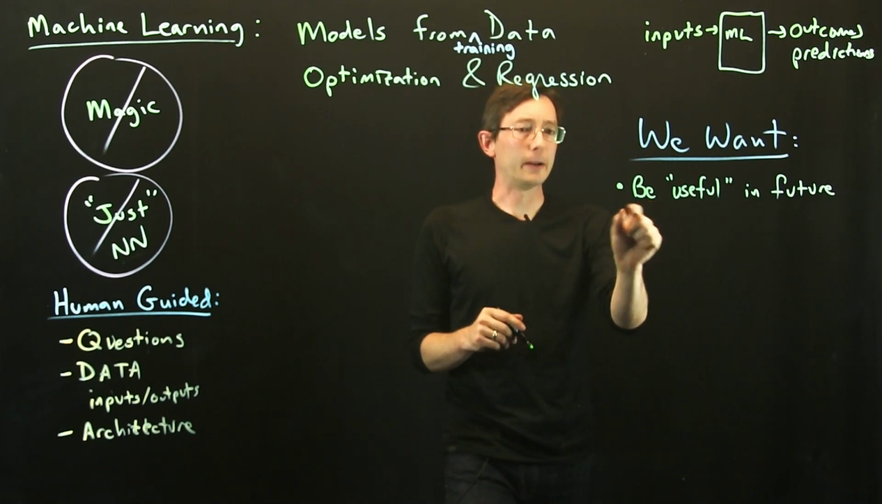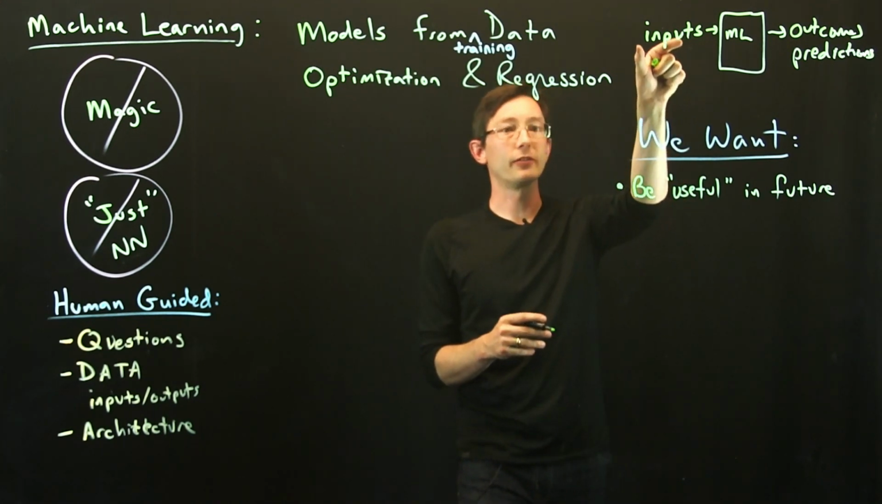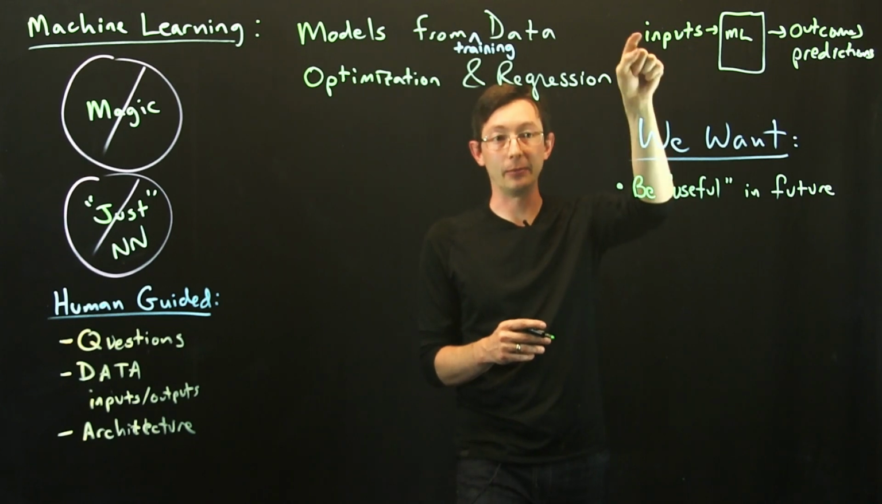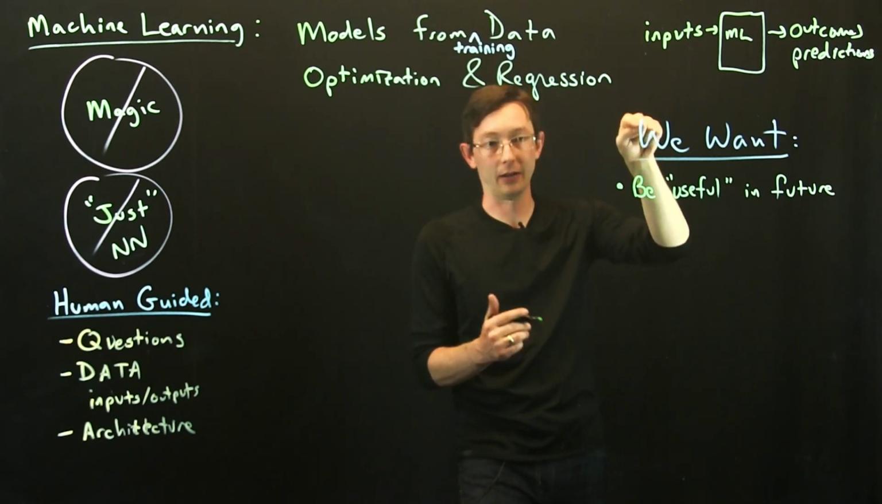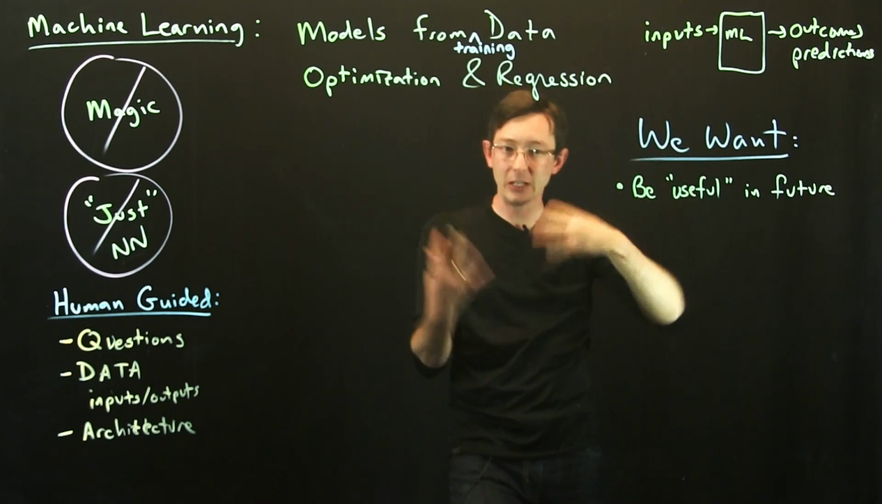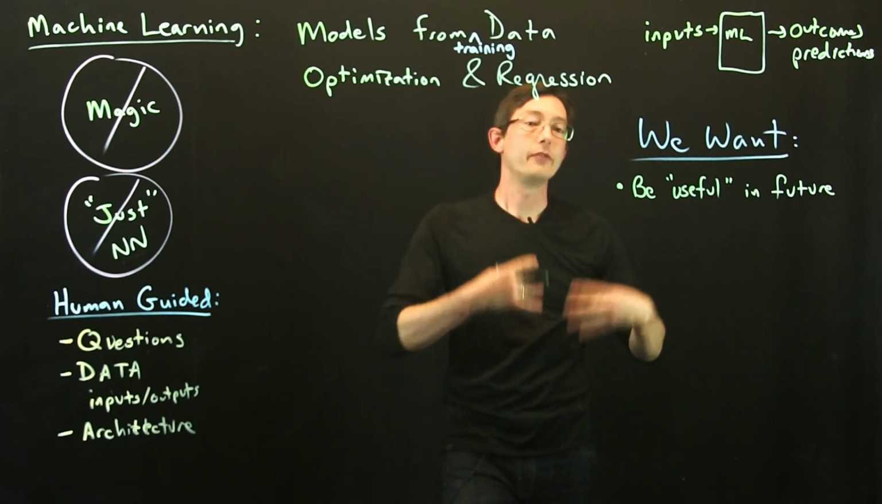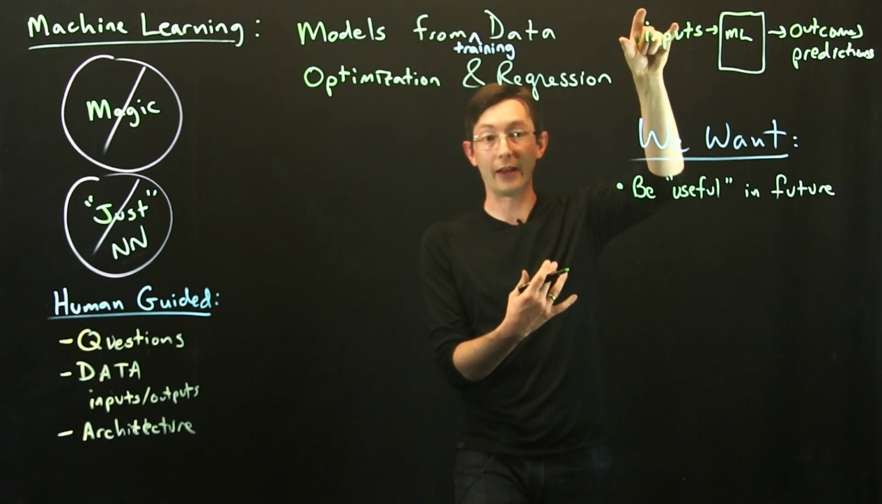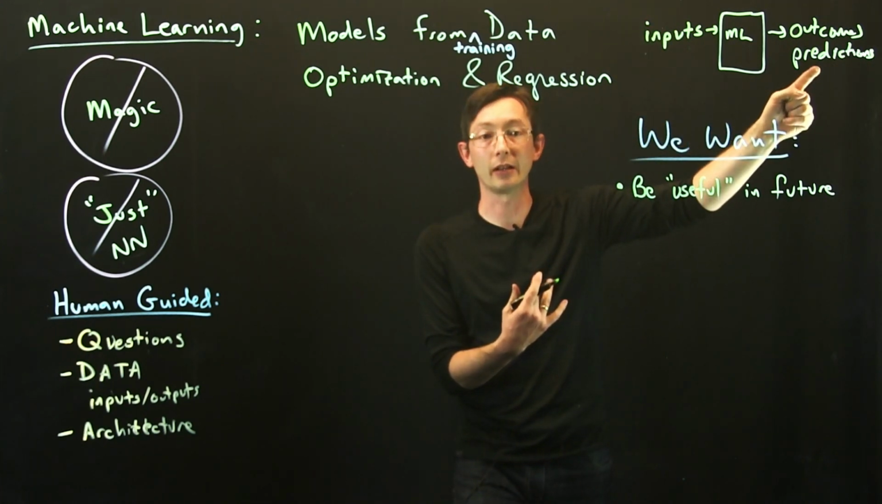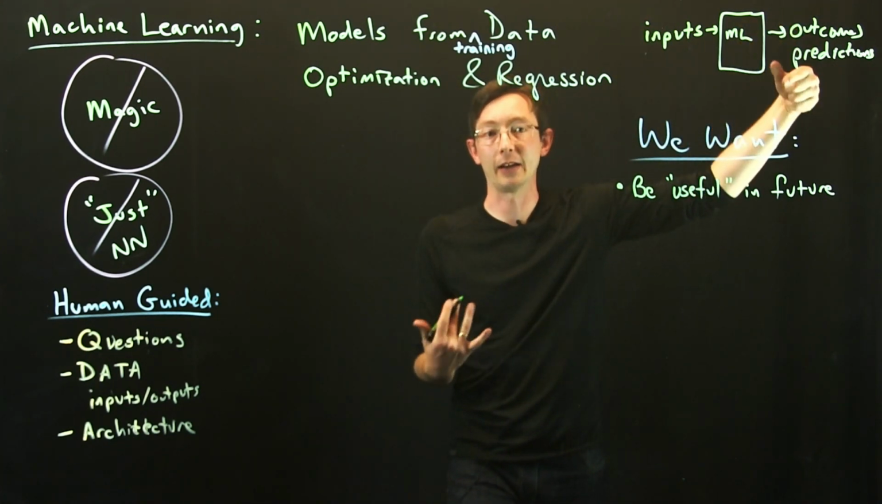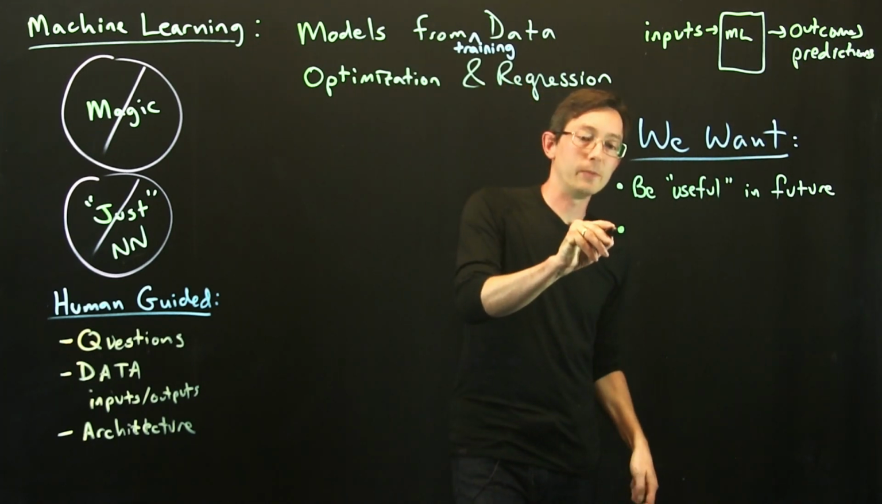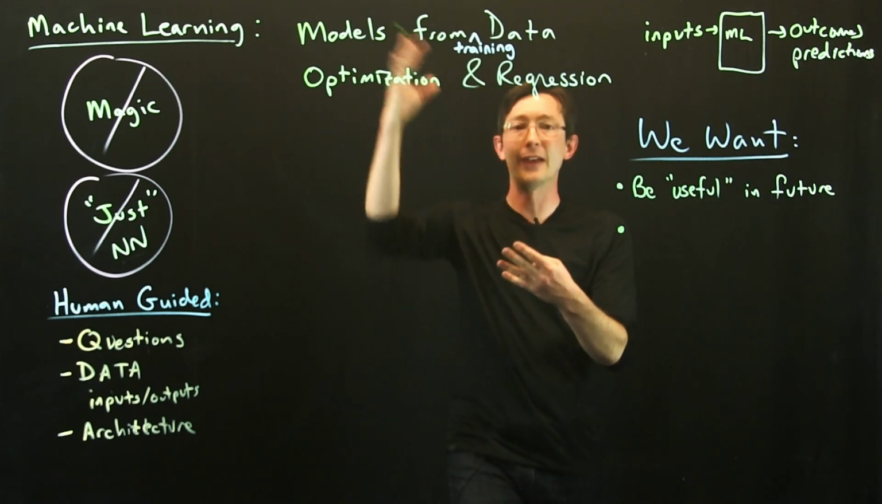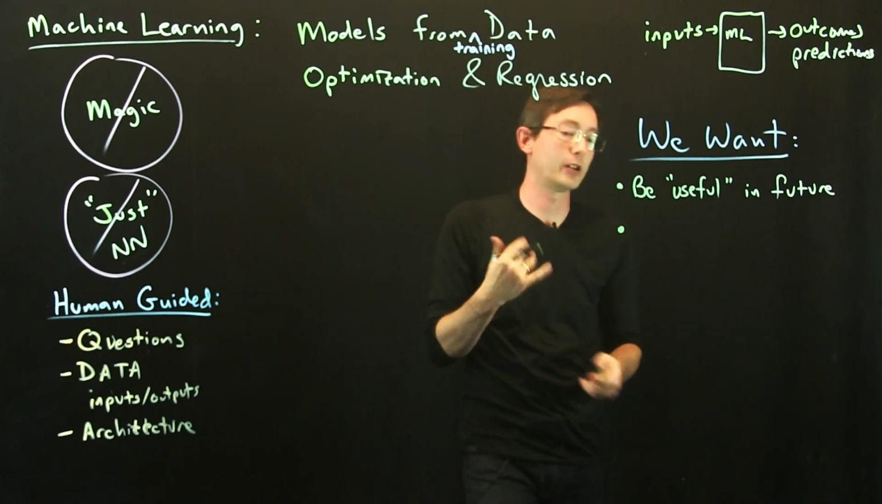So, for example, if I have a bunch of pictures of cats and dogs labeled cat, dog, and I learn what the features of a cat and a dog are, then in the future what I might want is to have new pictures of either cats or dogs and have this machine learning model tell me, is that a cat or a dog?